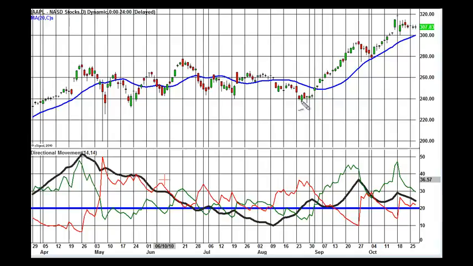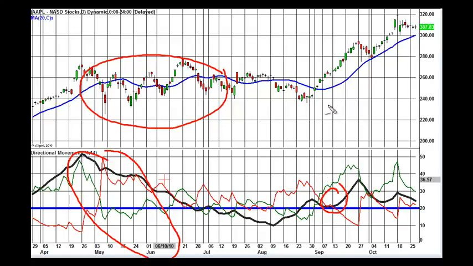So now let's look at a chart of Apple here. Here you see the ADX line starting to go down. So the trend is getting weaker. And you have all this choppy trading here. When the ADX starts going up and getting above 20, right here, you see a trend starting to develop. So this is the time you want to be in the stock.